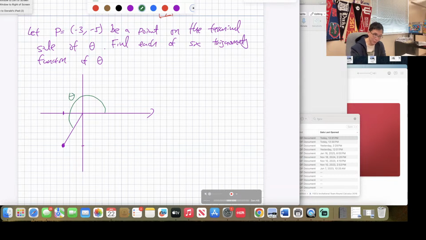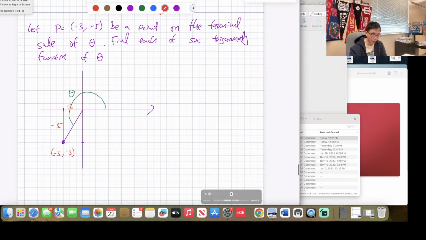Not only that, I want you to draw a right triangle here. This is called a reference triangle. This triangle has -3, has -5, because this is a -3, -5. And then we say, hey, can you find all 6 trig functions?